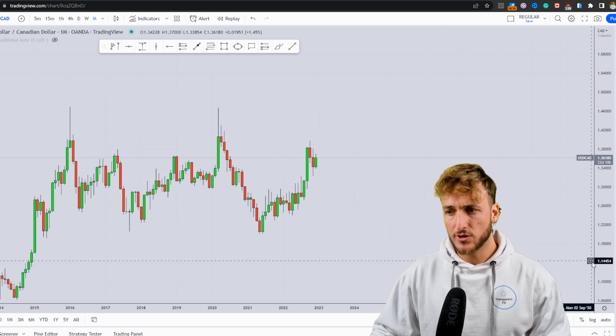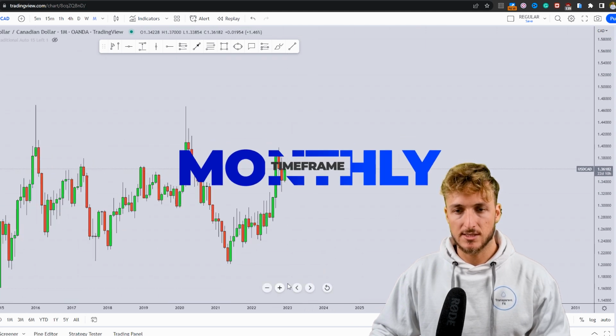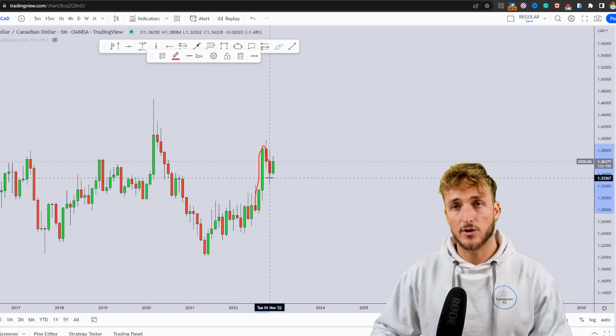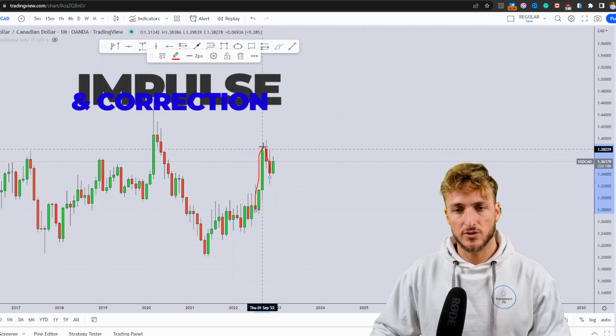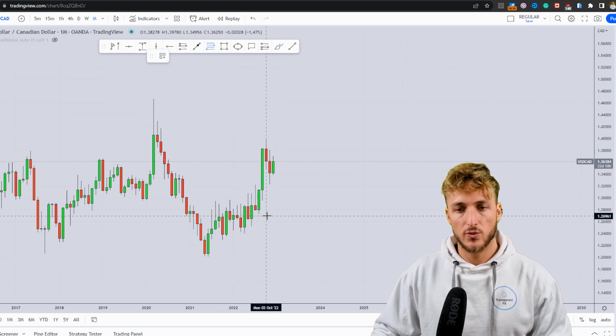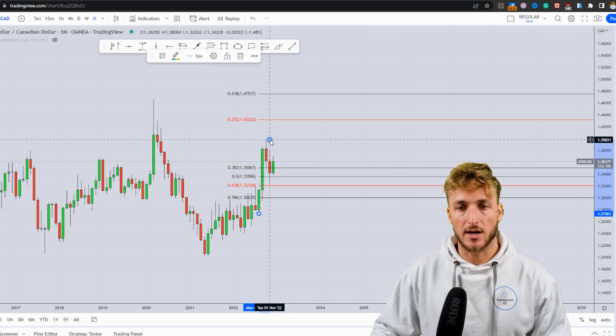Now, starting here on the monthly time frame, what we can see is that the market has just created a very strong impulse to the upside, followed by this correction. Now, in general, after an impulse, if you want to measure the correction, what you have to do is take your Fibonacci from the low to the high of the impulse.